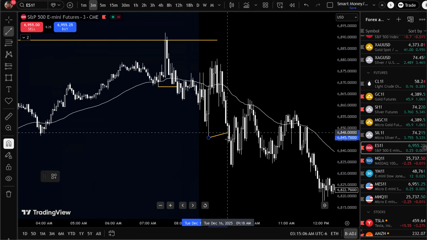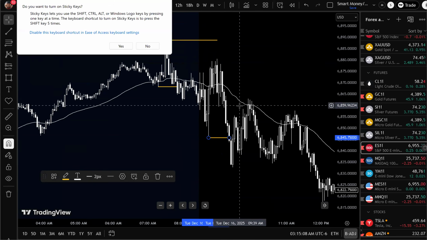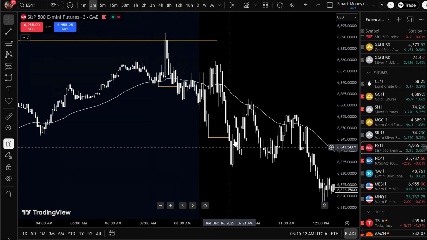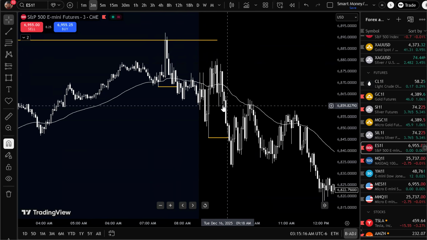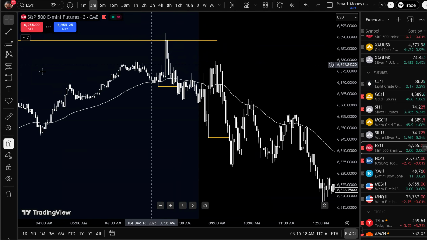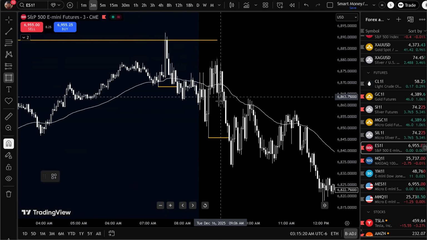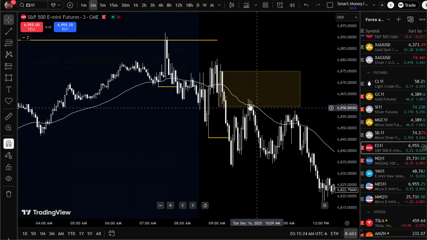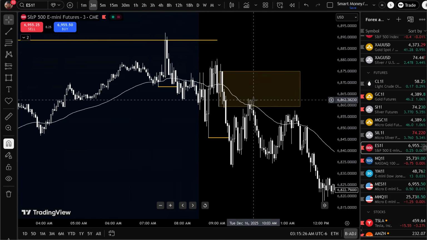Boom, boom. Indication, correction, fair value gap. All right. Got your order block or supply zone, whatever you want to call it. Point of interest up in here. Boom. This your entry right there. That's your entry right there.